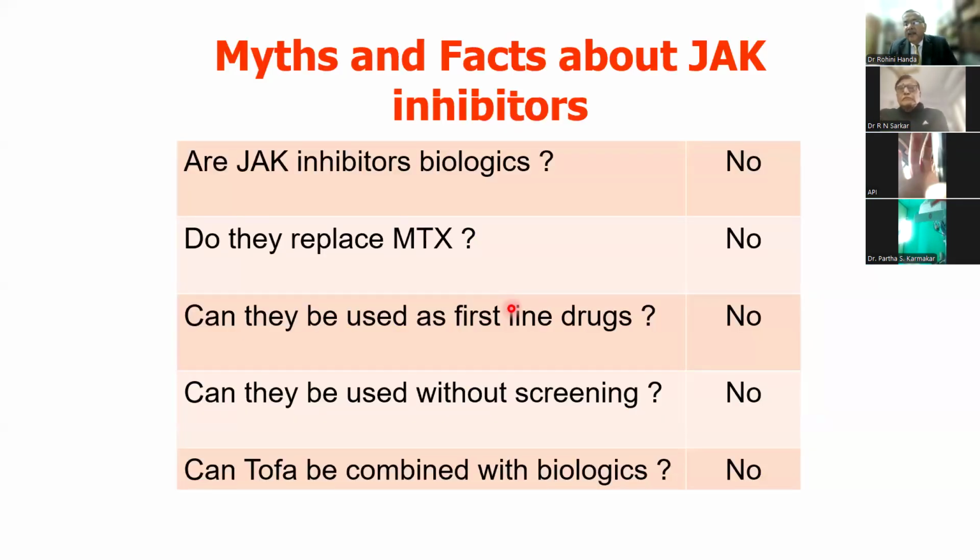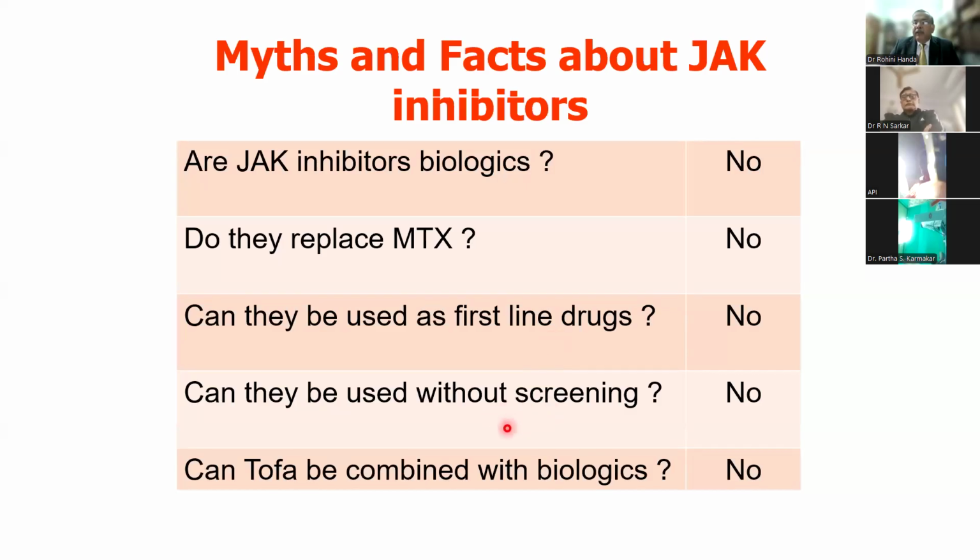rheumatoid arthritis. There are several myths about tofacitinib, because many companies now market tofacitinib in India. Are JAK inhibitors biologicals? And the answer is no. They are chemically synthesized drugs, not manufactured in living cell systems. They are not biologicals. Are they a substitute for methotrexate? Answer is no. Are they first line drugs? The answer is again an emphatic no.